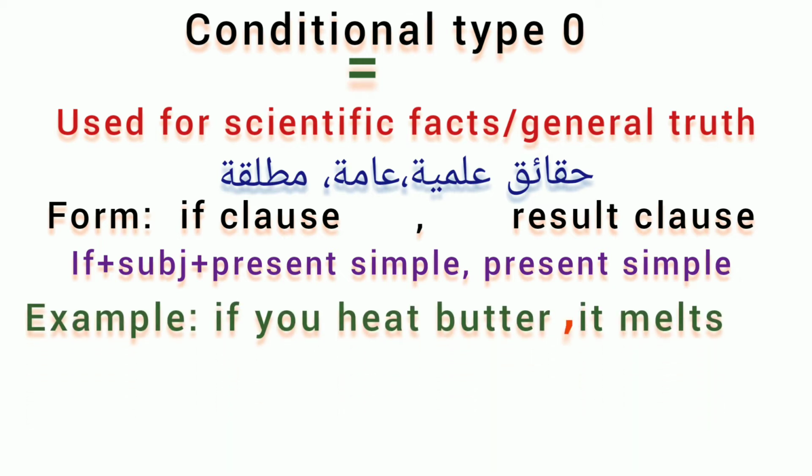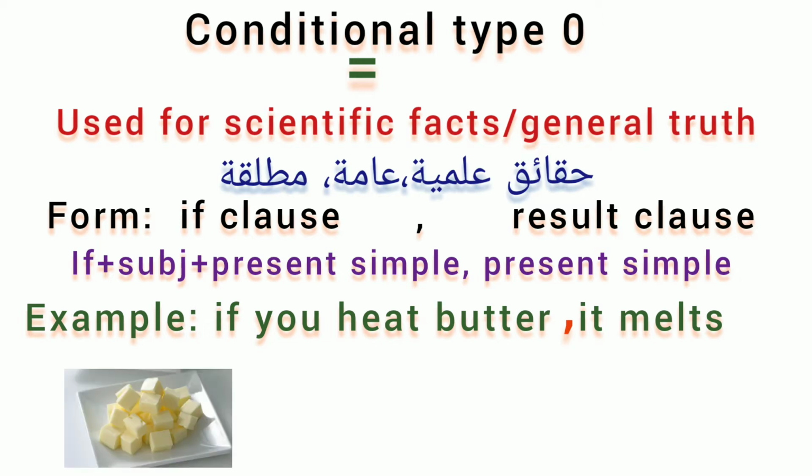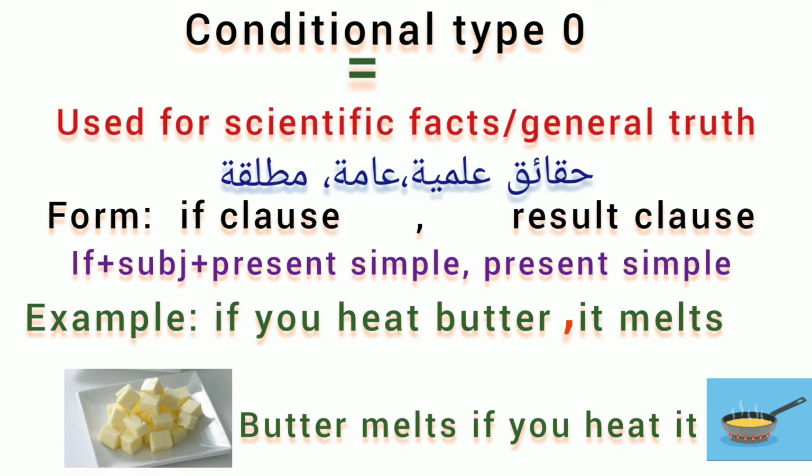As an example here we have if you heat butter it melts. أي عند وضع الزبدة فوق النار فهي ستذوب. طبعا هذه نتيجة مطلقة ونتيجة حتمية. كما يمكننا أن نبدأ بالنتيجة like here butter melts if you heat it يعني الزبدة تذوب إذا وضعناها فوق النار. يعني بإمكاننا أن نبدأ بالنتيجة أو بالشرط.